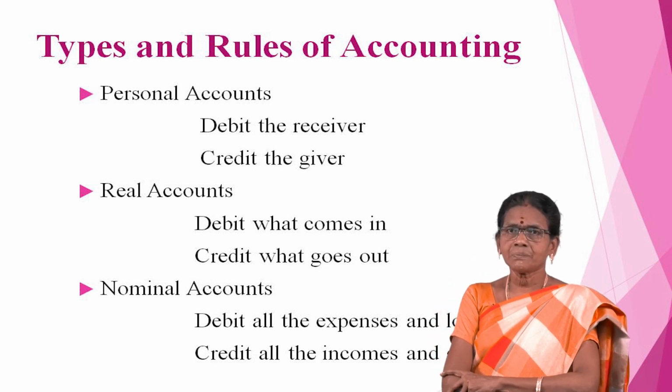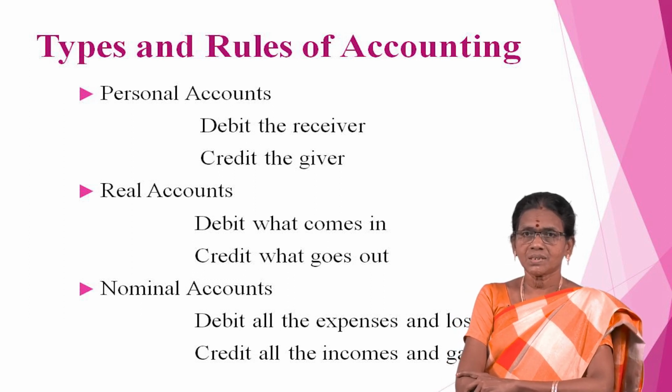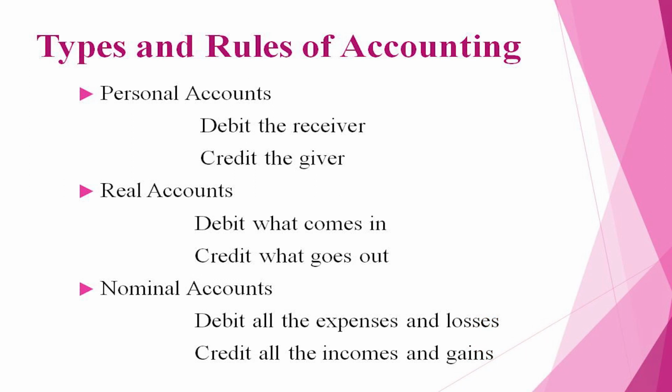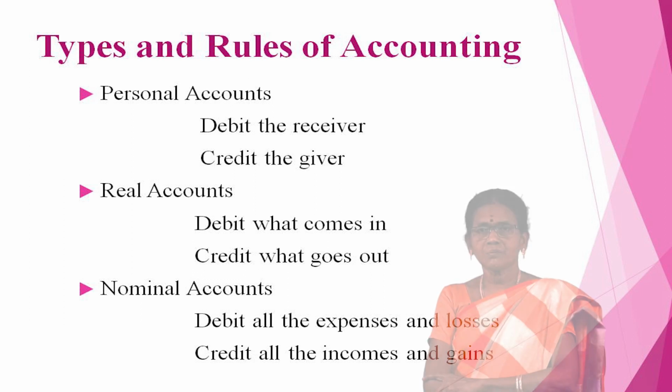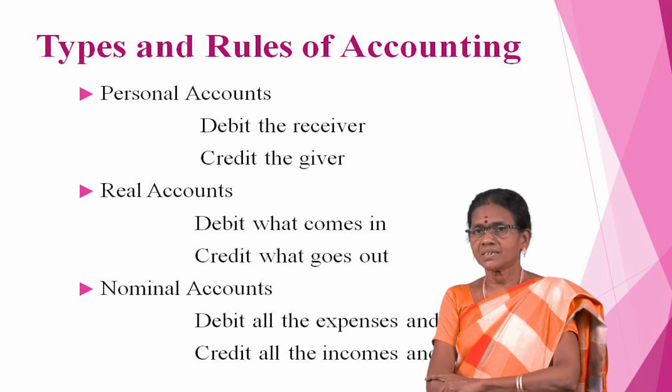So there are 3 types of accounts. First one, personal account. Second one, real account. Third one, nominal account. The personal account rule is debit the receiver, credit the giver. The real account rule is debit what comes in, credit what goes out. The third one, the nominal account rule, is debit all the expenses and losses, credit all the incomes and gains.